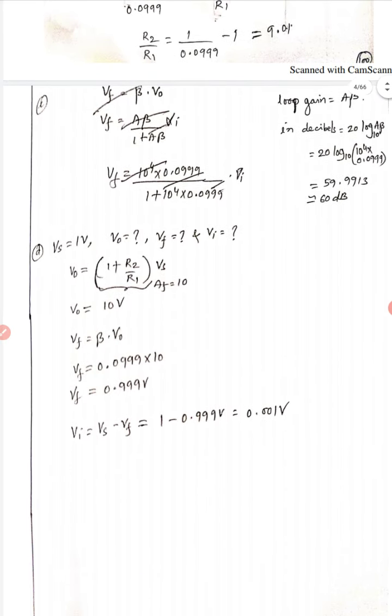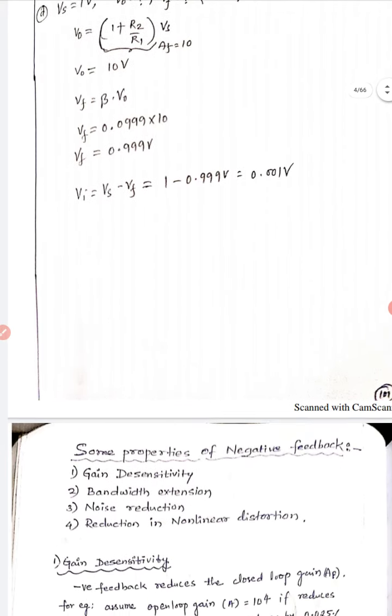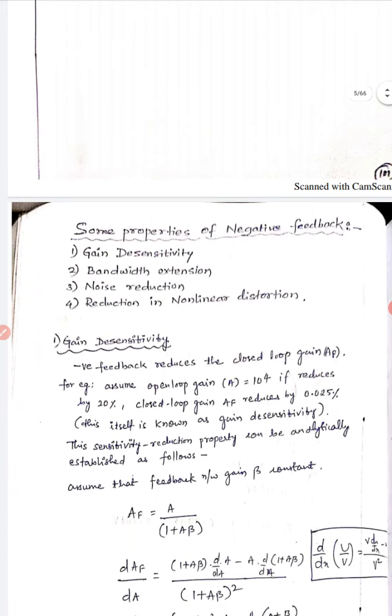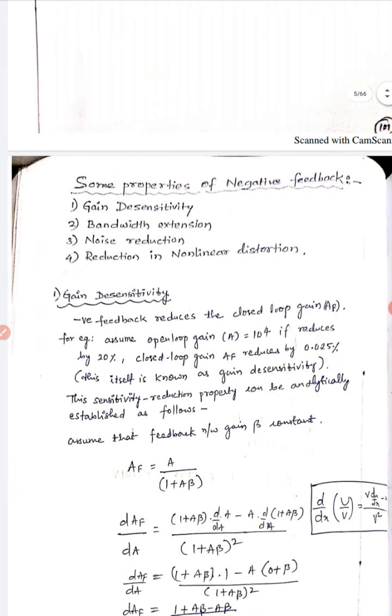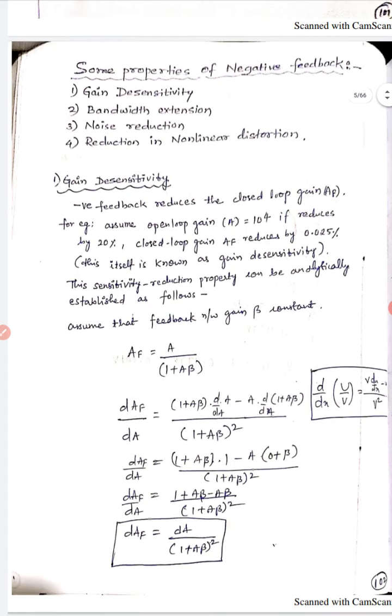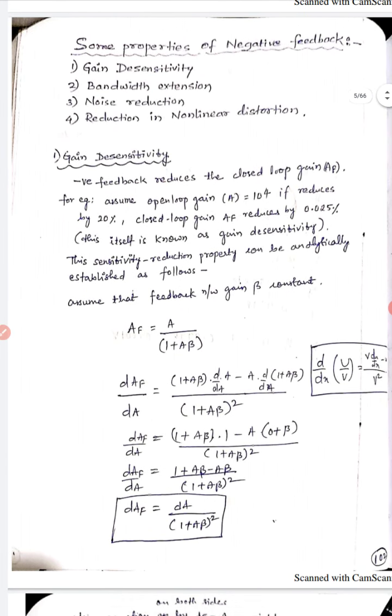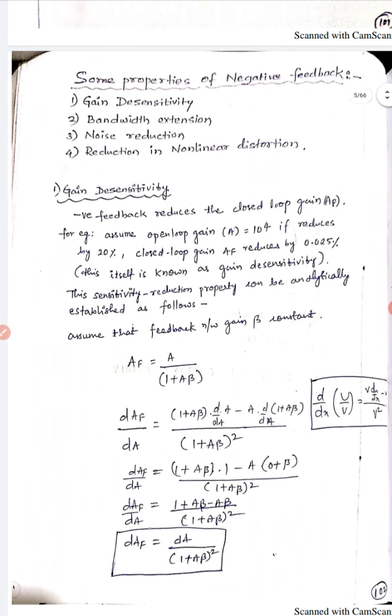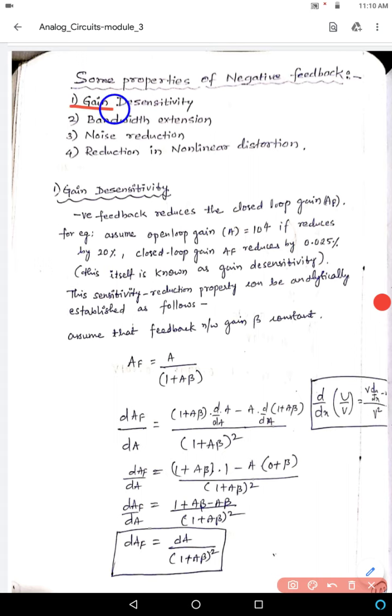Okay, this is all about the problematic, just solve that problem, you can understand. Next coming for the properties. Some properties of the negative feedback. These properties are very much important for the point of examination. Just remember the properties: gain desensitivity, bandwidth extension, noise reduction, reduction in nonlinear distortion.